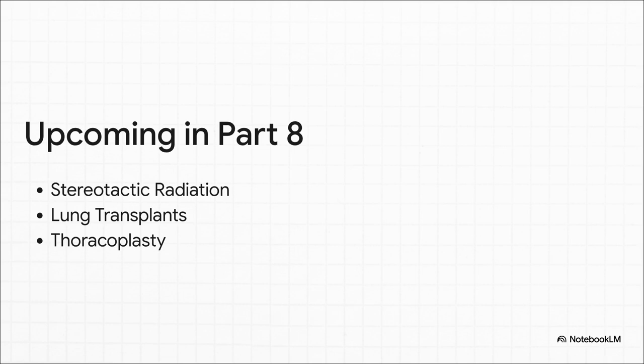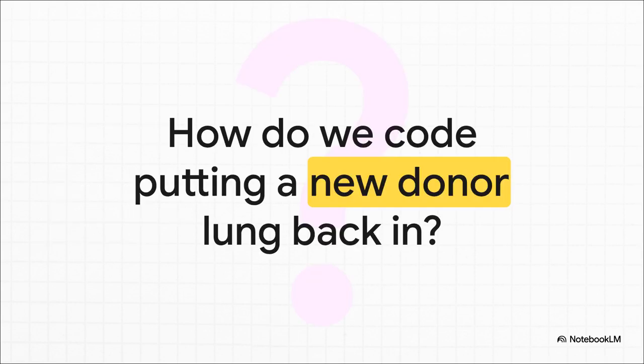We'll be diving into incredibly complex procedures like stereotactic radiation, surgical collapse therapy, and yes, double lung transplants. Think about it. If removing an entire lung and its sac is a massive code like 32445, how in the world do we accurately code the delicate process of putting a brand new donor lung back in? Think about the immense surgical skill required to reconstruct those vital airways and blood vessels from scratch.